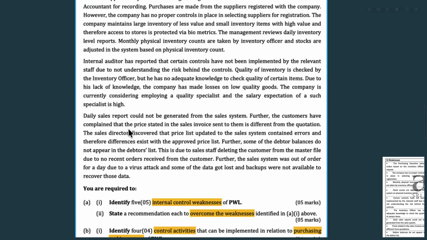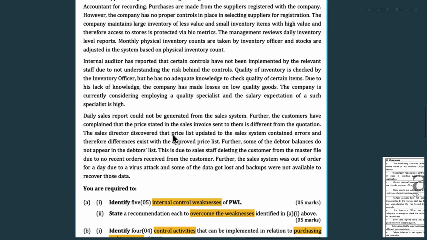Further, the customers complained that the price stated in the sales invoice sent to them is different from the quotation. That is also a problem in the sales system. There is an application control missing. It should be checked, right? It should be checked whether the prices are actually updated. There is no supervision or automatic checking, or no daily updated prices. There are no controls there. That's why the sales invoice sent to them is different from the quotation. So that's a problem. The recommendation is they have to develop a system that updates the prices. There should be a manual check by the staff whether the sales system has the correct prices or not.